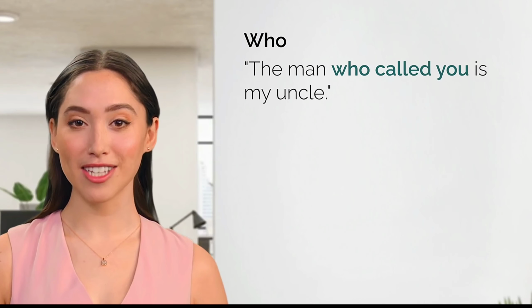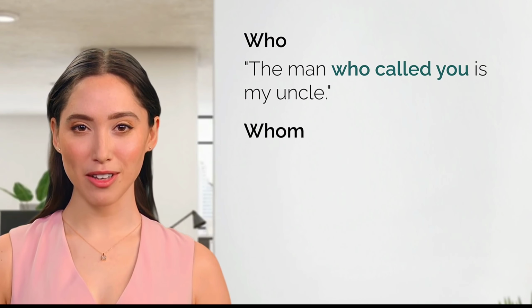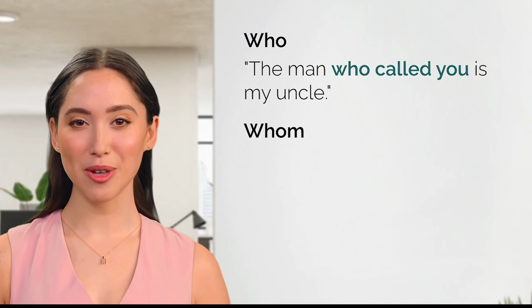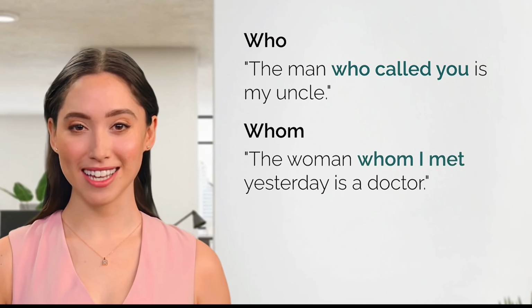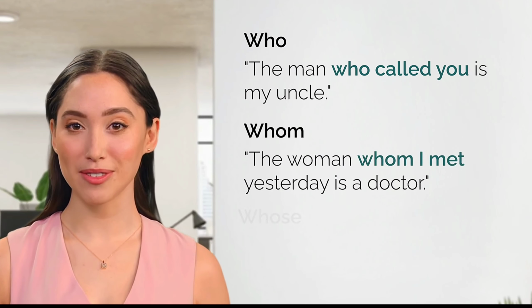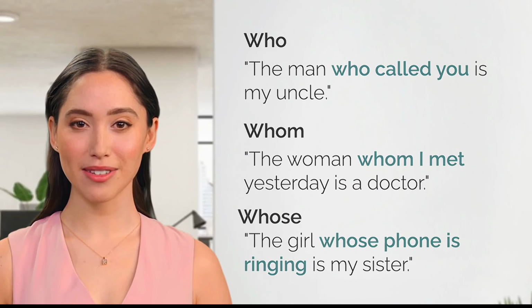Now let's talk about the different relative pronouns you can use in these clauses. Who is used for people. Example, "The man who called you is my uncle." Whom is also used for people, but usually in formal contexts or when the person is the object of the verb. Example, "The woman whom I met yesterday is a doctor." Whose shows possession. Example, "The girl whose phone is ringing is my sister."